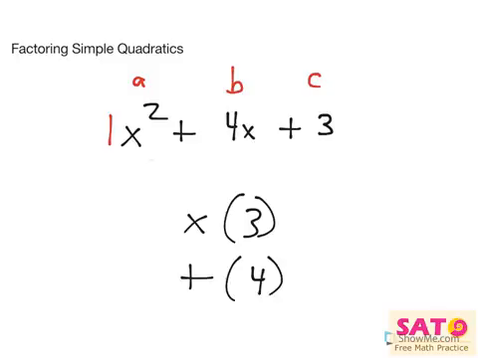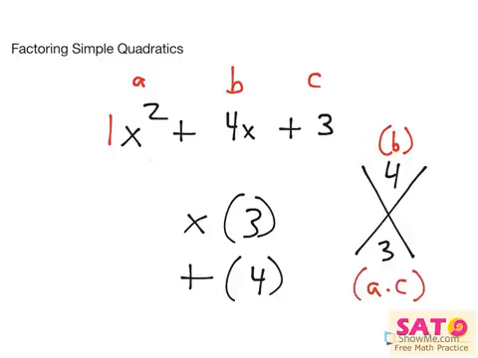A visually easier way to look at this is to use the diamond method, where in the top we always have the middle term, which is 4, and that's going to be the b. In the bottom we have a times c, which is 3. You can put a times c on the top or b on the bottom, either one you want. So that's what we need to find, what two factors add up to 4 and multiply together to be 3.